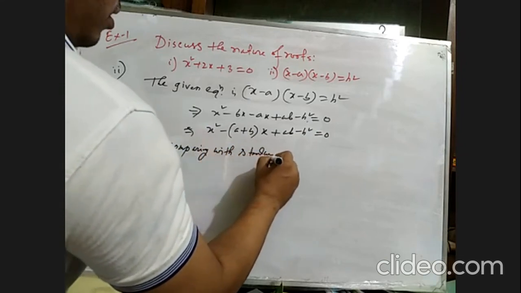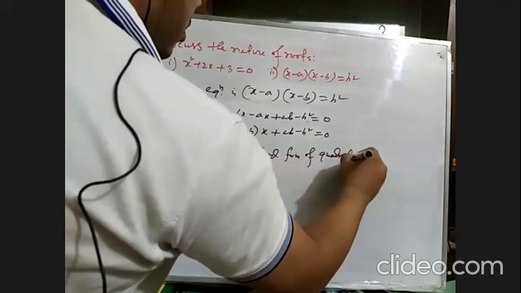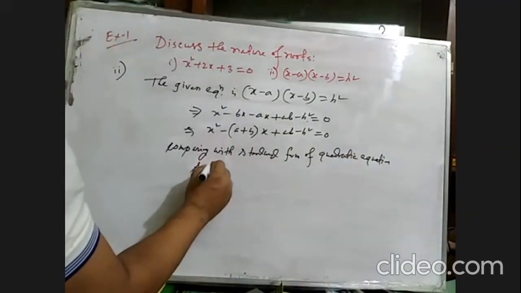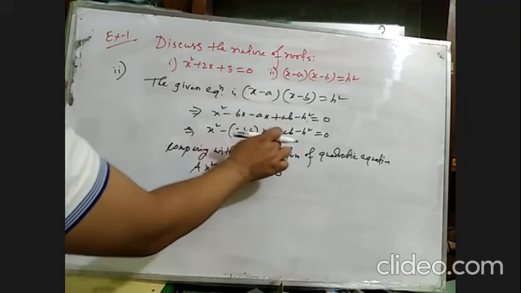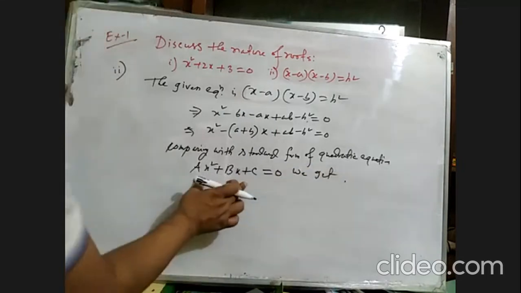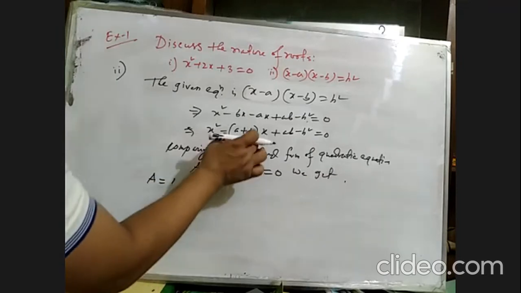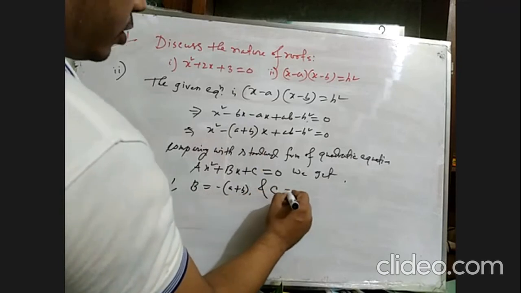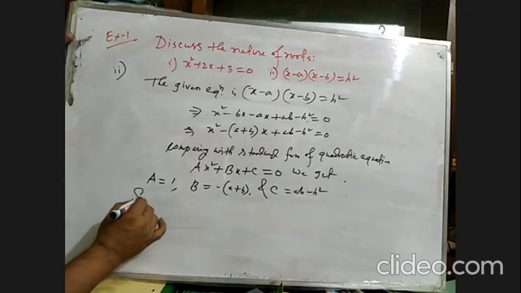So comparing with the standard form of quadratic equation, capital A x square plus capital B x plus capital C equals to 0, all are capital letters because a small letter is in our given equation. We get capital A equals 1, capital B equals minus a plus b, and capital C equals ab minus a square.